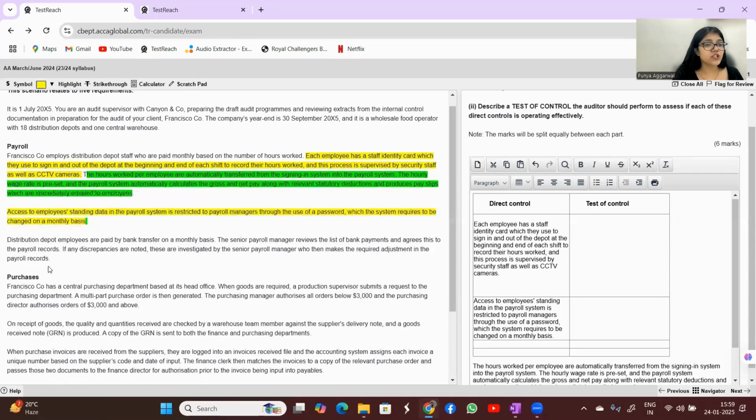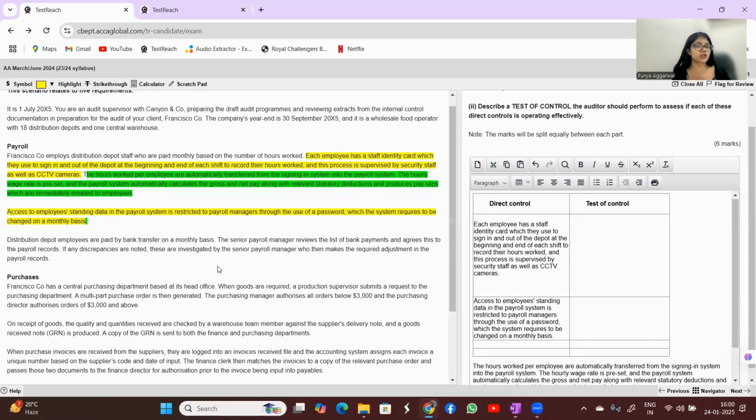Okay. Distribution depots, employees are paid by bank transfers on monthly basis. The senior payroll manager reviews the list of bank payments and agrees this to the payroll records. Okay, so he is the one who is actually reviewing the bank payments, and he is also agreeing it to the payroll records. Okay, if any discrepancies are noted, these are investigated again by the same person, senior payroll manager, who then makes a required adjustment.